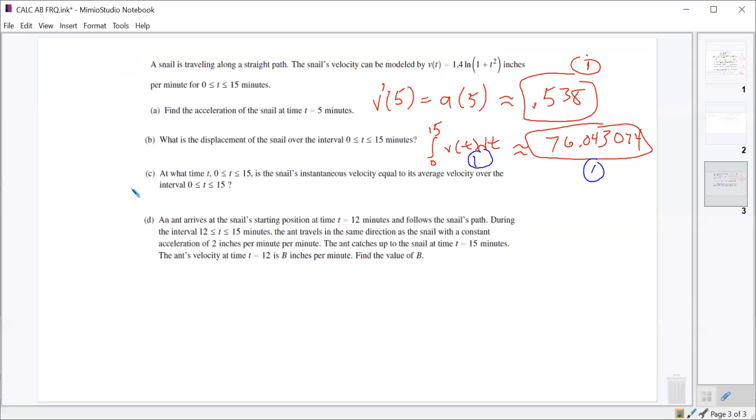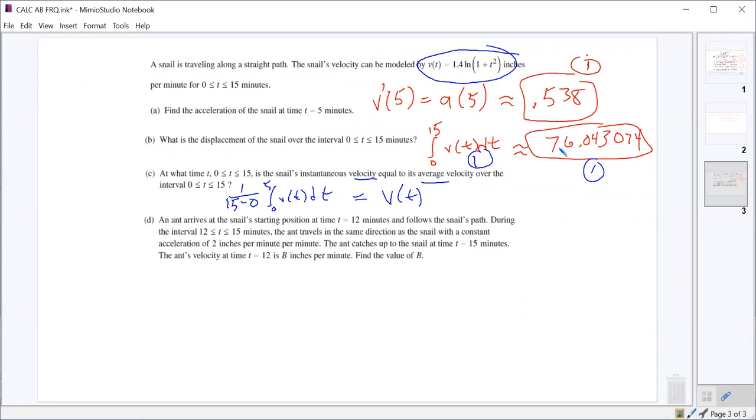All right, part C. When is the snail's instantaneous velocity equal to the average velocity? So when does this equation equal the average velocity? Well, what's the average velocity? It's 1 over b minus a times the integral from a to b of v of t dt. Well, we already have that value from here, so we just need to divide this by 15 and set that equal to v of t.